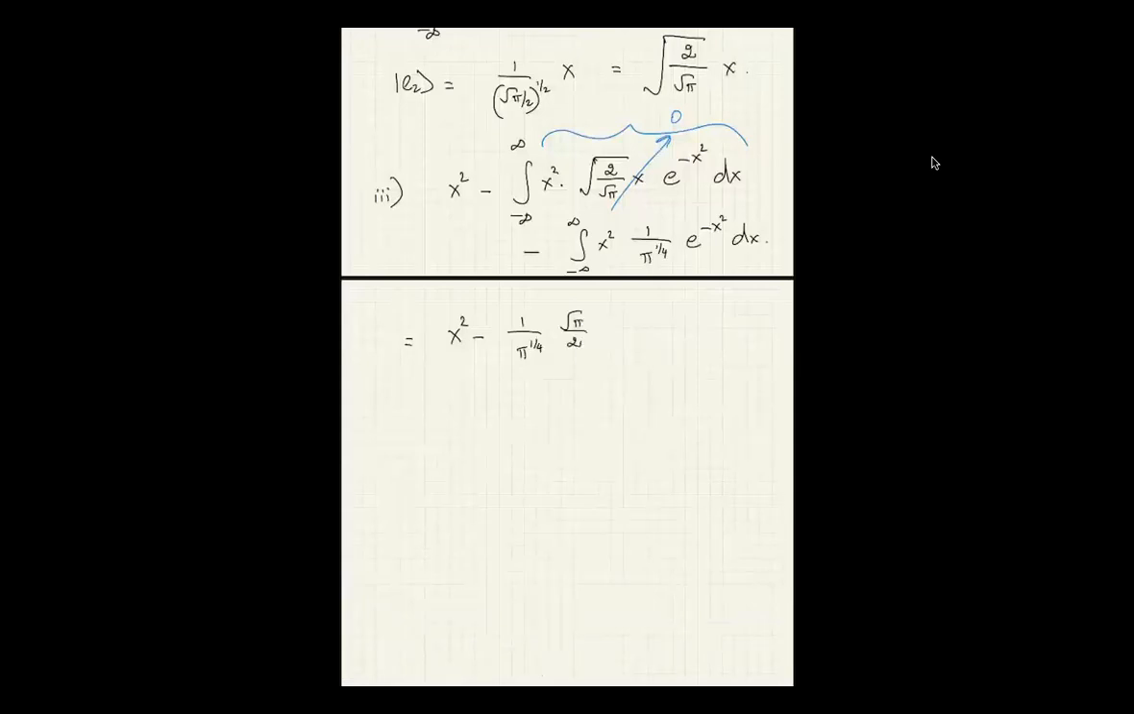Okay, this is my third vector, which is equal to x squared minus pi to the 1/4 over 2. I hope all these calculations are correct. If there are any mistakes, please catch me and let me know so I can correct them. So this is my third basis vector. Now I have to make sure to normalize this.